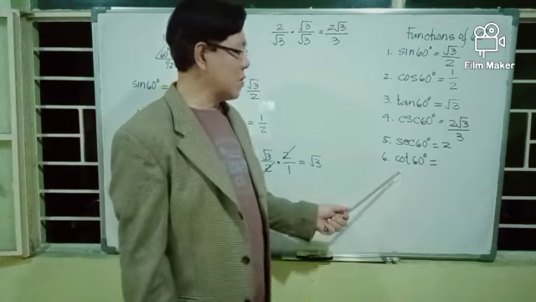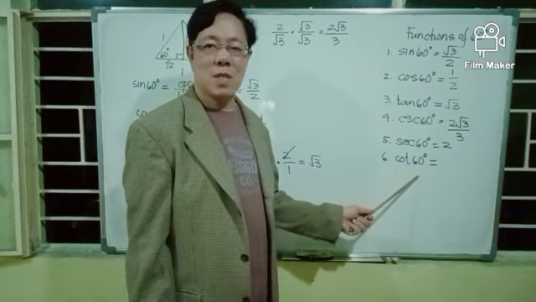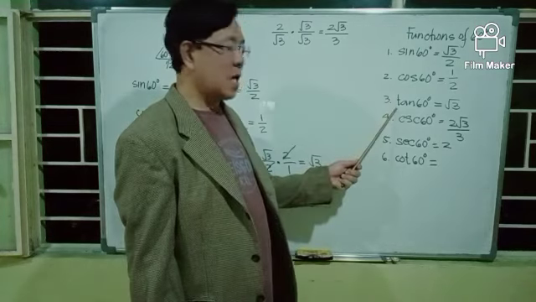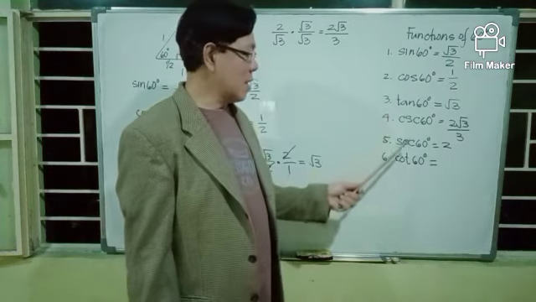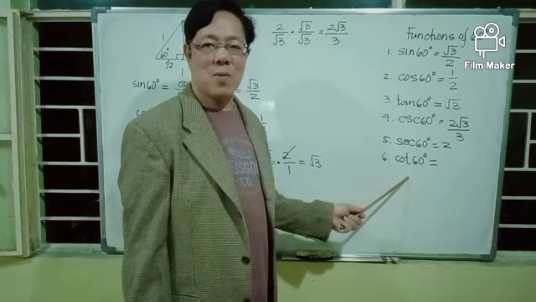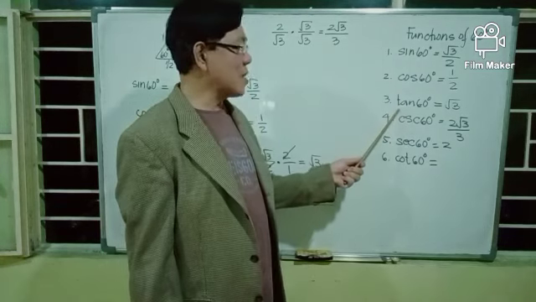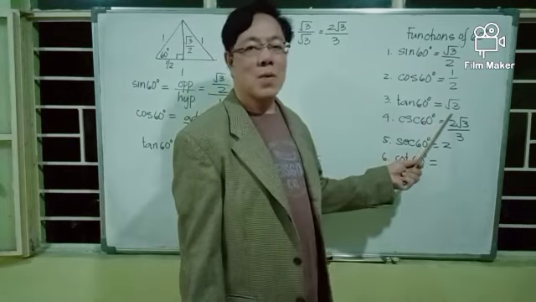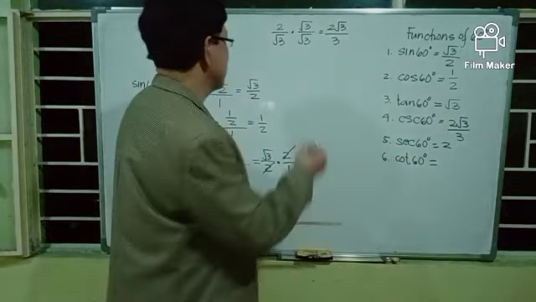Lastly, we find the value of cotangent of 60 degrees. Cotangent is the reciprocal of tangent. And the value of cotangent of 60 degrees is equal to the reciprocal of the value of tangent of 60 degrees, which is square root of 3.